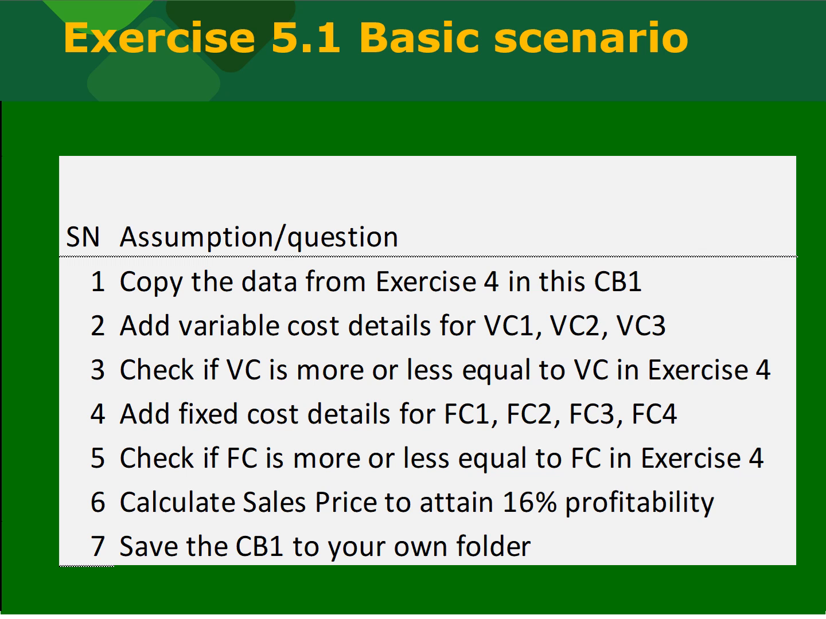The same for the fixed cost. Add the details for FC1 up to FC4 and check if the sum of these 4 FCs is more or less the same as the FC you gave in exercise 4. Of course, I don't know what profitability comes out of your assumptions, but please do the exercise, calculate which price you need to attain 16% profitability. Save the CB to your own folder and continue with the next exercise.